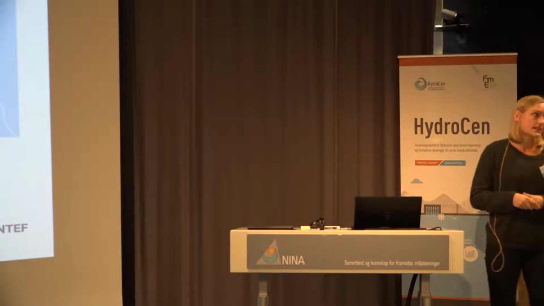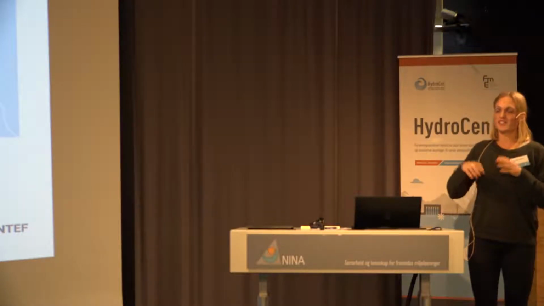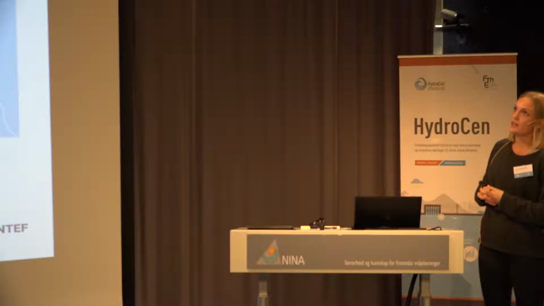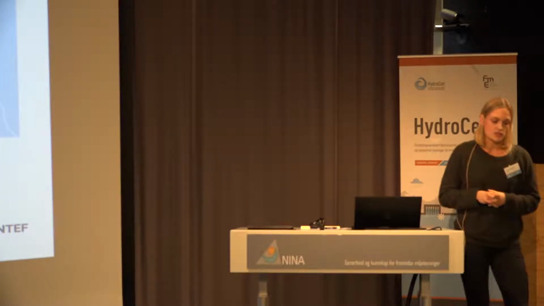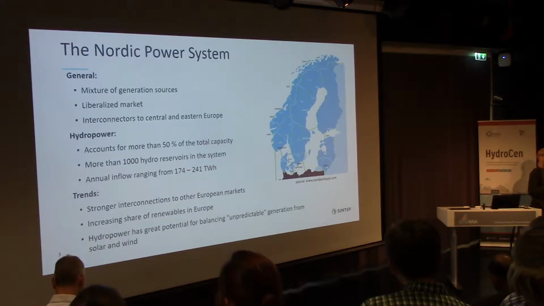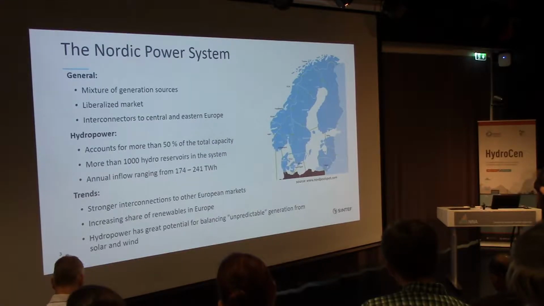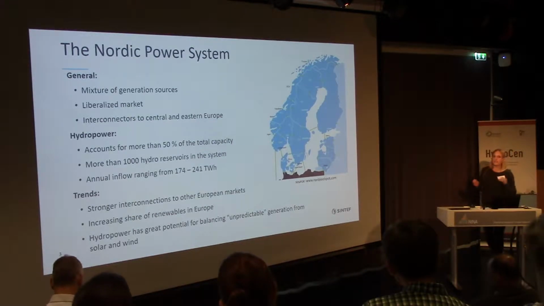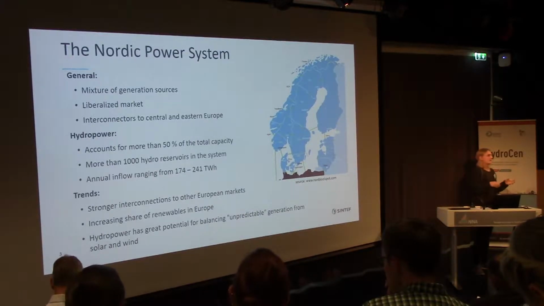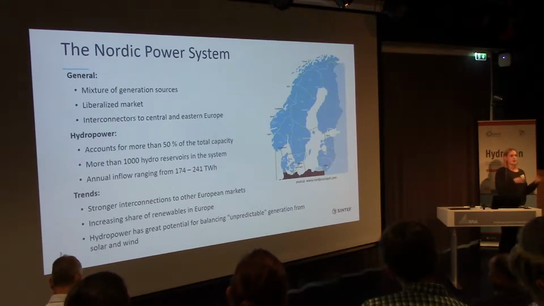But it's quite complex. It's a huge system with more than 1,000 reservoirs, and it's also related to uncertainty because of the inflow of water into the system, which varies a lot. So we can have a wet year or a dry year, and at the end of the day it really affects how much energy we have available. And we don't know that when we start off.